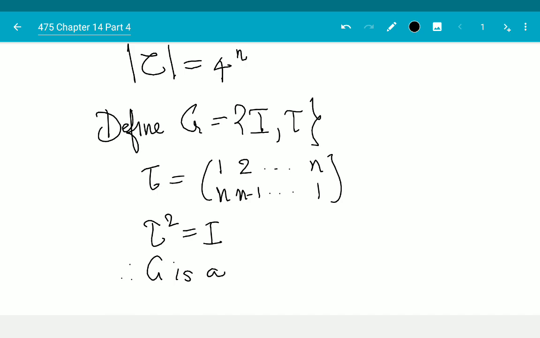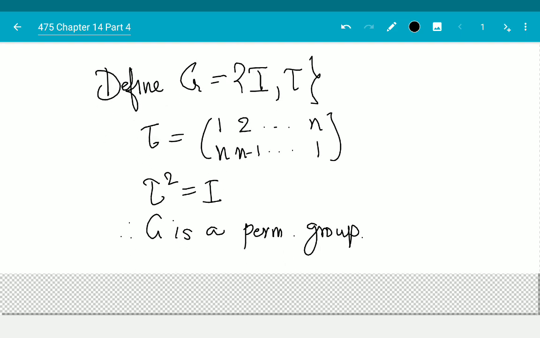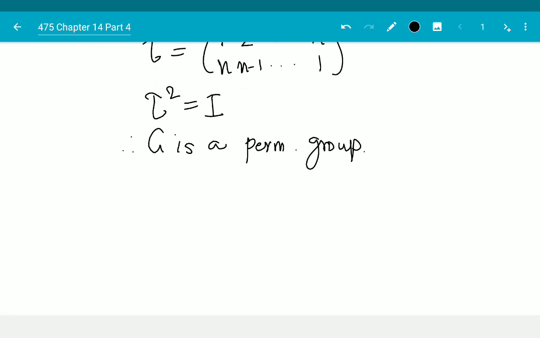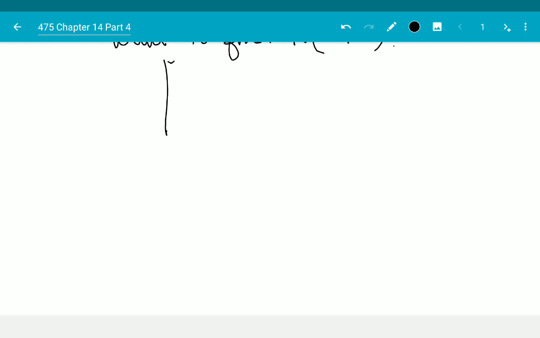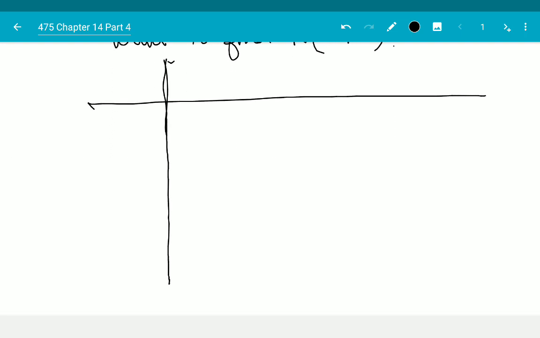and therefore G is a permutation group, and I can use Burnside's lemma. Well, I want to find the number of non-equivalent equivalence classes of this, which is exactly N_G(C), right? By Burnside's theorem, I just have to divide it into two cases. I have to find C_f for both of these, f belongs to G, and the cardinality of C_f.